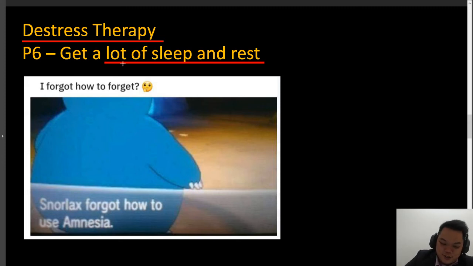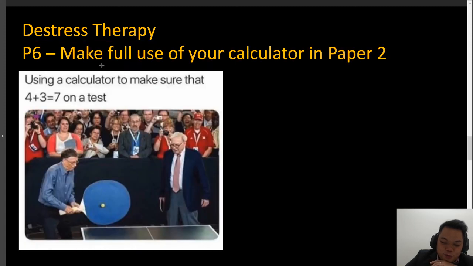So the next one is this. Make full use of your calculator in paper 2. Okay, abuse it. Abuse your calculator. Even if you have to go and confirm your answer like 4 plus 3 equals to 7, make sure you use it.